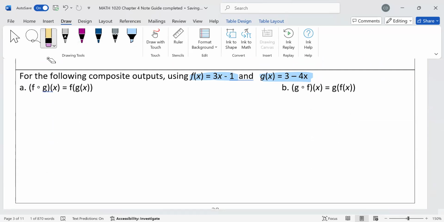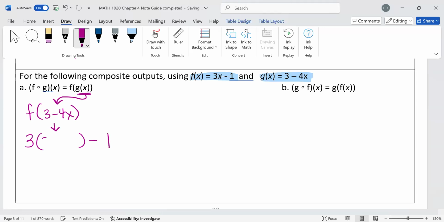So it's f of g of x, not f times g of x. So basically what you're doing is you're taking g of x and you're plugging it into f. So I'm going to do f of whatever g of x is. It's on the inside. We're going to put that there. So that's 3 minus 4x. For f, wherever there's an x, we're going to plug in that expression instead of like a number.